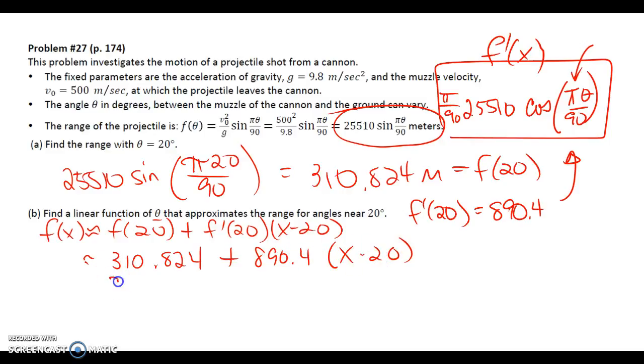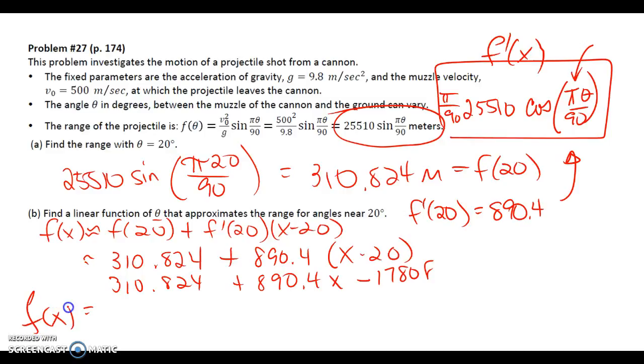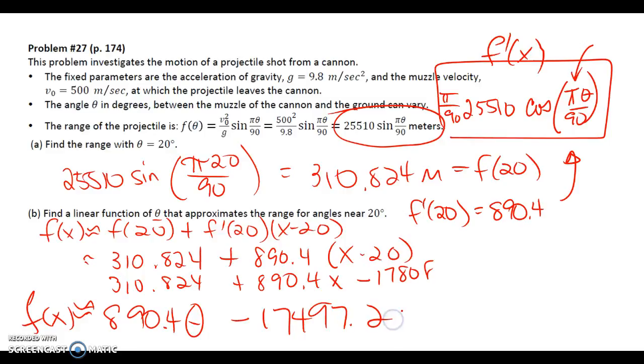So let's simplify. 824 plus 890.4x minus 890 times this 20, which is 17,808. And when I collect like terms, my linear approximation, right, its approximation is 890.4 x, or theta, I guess I should call it theta, shouldn't I? Theta minus 17,497.2. So there's my linear approximation, okay?